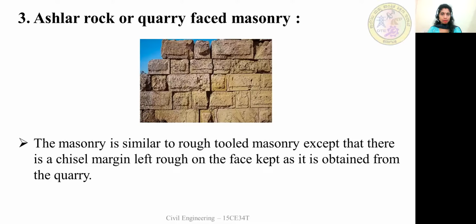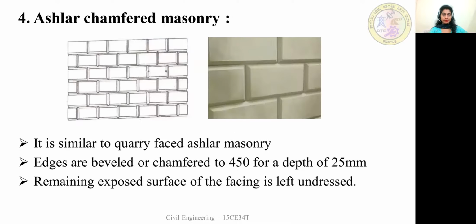Next, ashlar rock or ashlar face masonry. The masonry is similar to rough tooled masonry except that there is a chisel margin, you can observe here. There is a chisel margin, and the face is left rough, kept as it is obtained from the quarry. So whatever stones were obtained from the quarry, we will just give the chisel margin all round the stone. Then it is known as ashlar rock or ashlar quarry faced masonry.